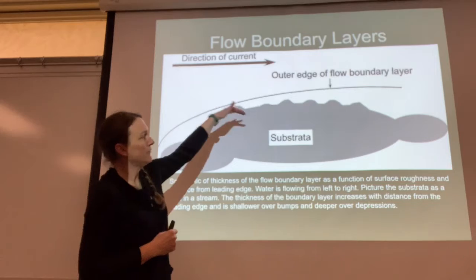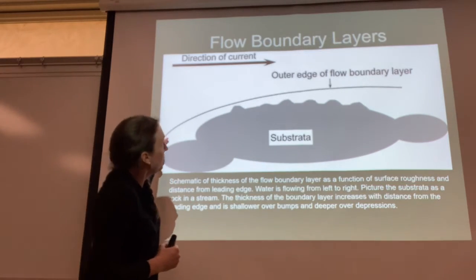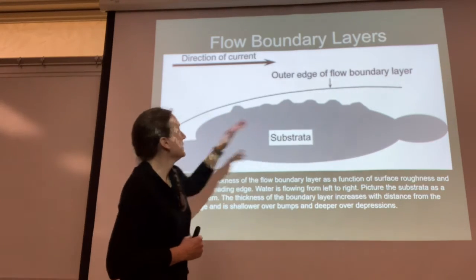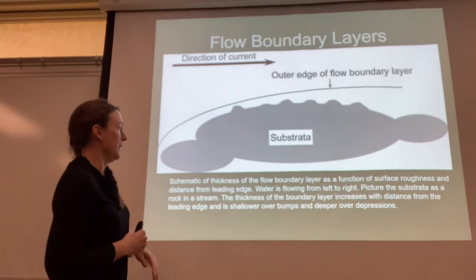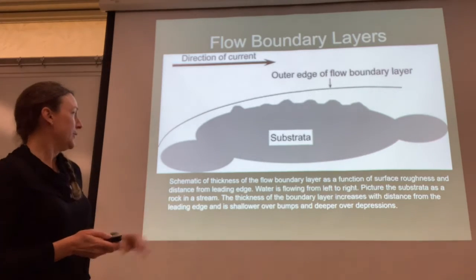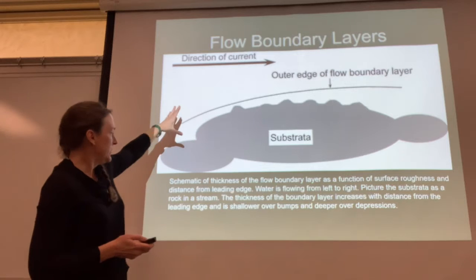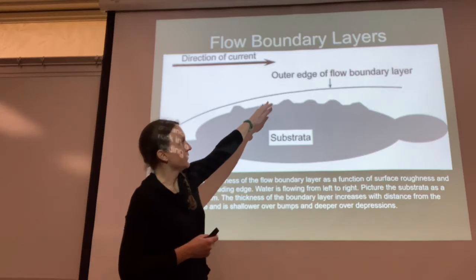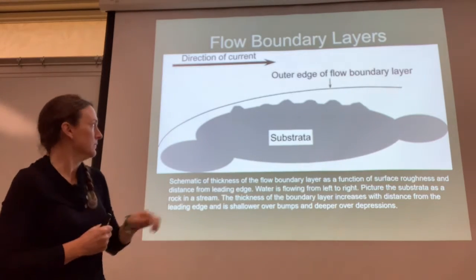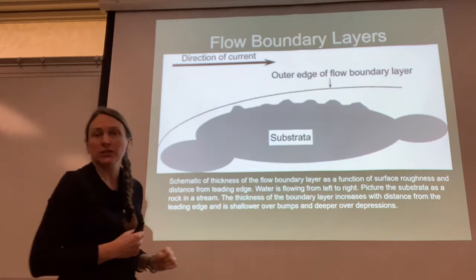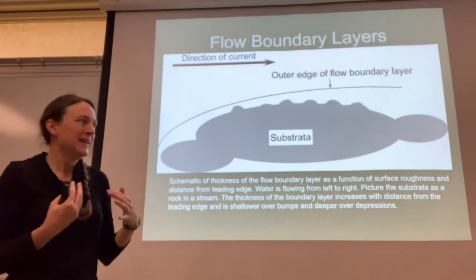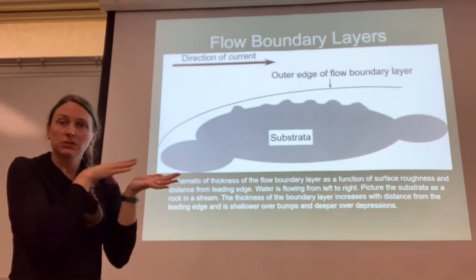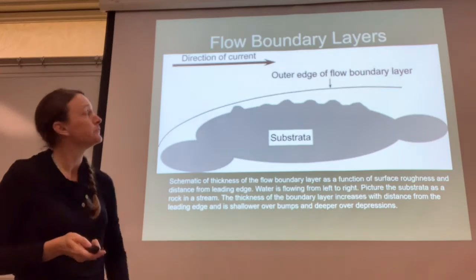This shows you a rough substrate and the flow boundary layer, where you have really slow flows along the surface and then faster flows outside of the boundary layer. The thickness of the boundary layer increases with distance from the leading edge, and it's shallower over bumps and deeper over depressions. So you can imagine as an organism, you might want to tuck down in some of these depressions. A lot of organisms have adaptations for getting out of the swiftest flow by pressing themselves to the surface of rocks and hiding in nooks and crannies.